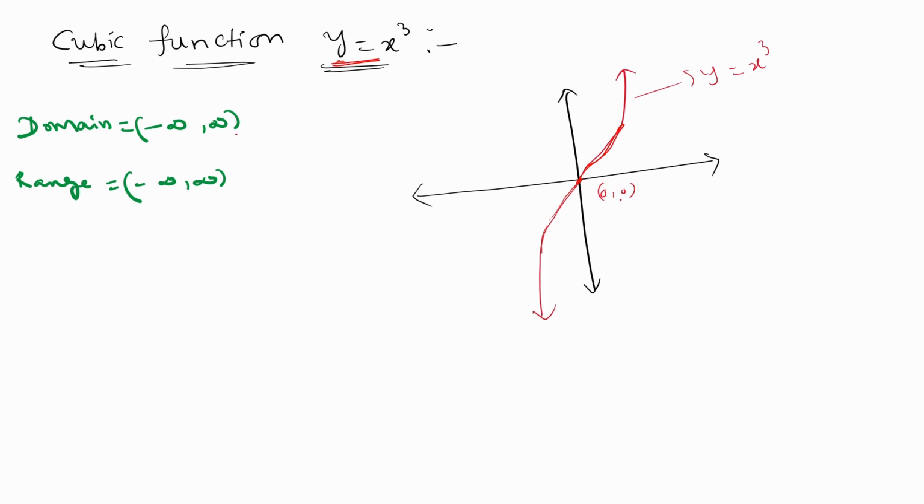Now what can I say about its domain? You can see all these negative values will lie on this curve. So I can include negative values in its domain, as well as the positive values. Both values I can include. So the domain will become minus infinity to plus infinity, and the range is the same way. Positive values of y will lie on this side and negative values of y will lie on this side. As a result, I can combine both, so I get minus infinity to plus infinity.